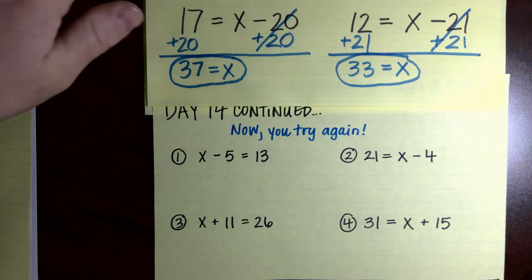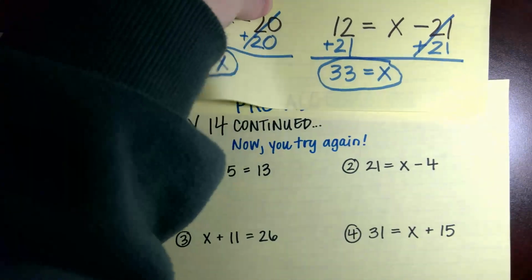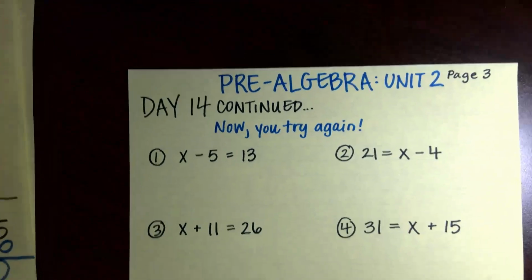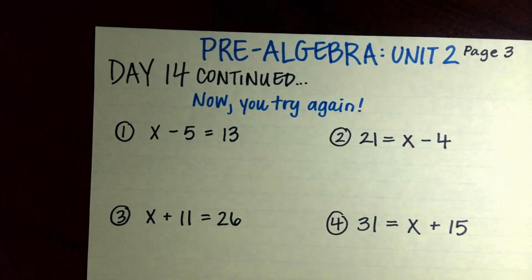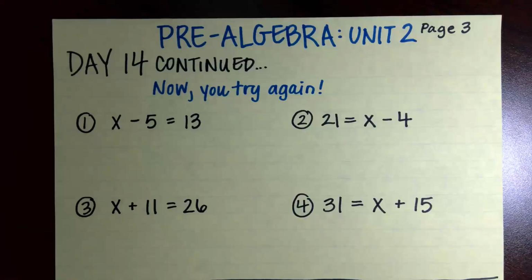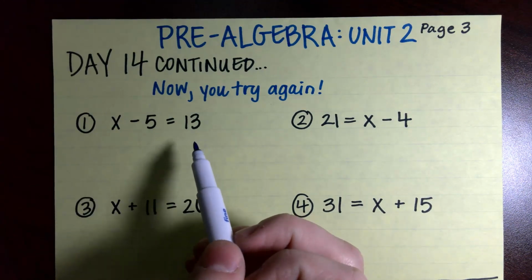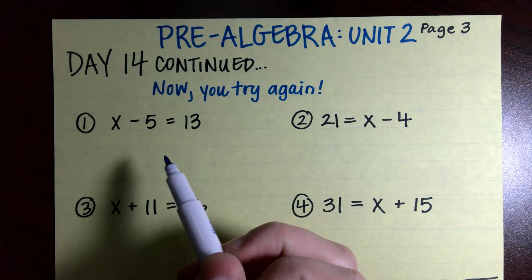Okay, so for numbers 1 through 4, you're going to notice that I did a little mixture of addition and subtraction because I wanted to see if we could recognize the difference after learning about both separately. So let's start with number 1. We have x minus 5 equals 13. So what do I need to do to solve for x?